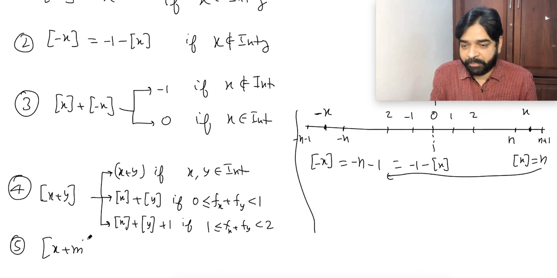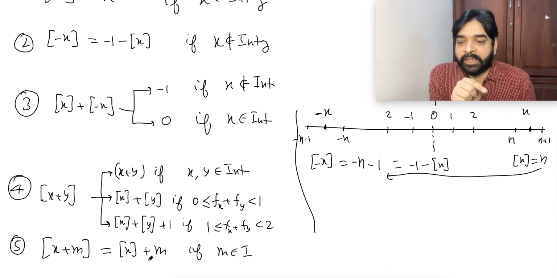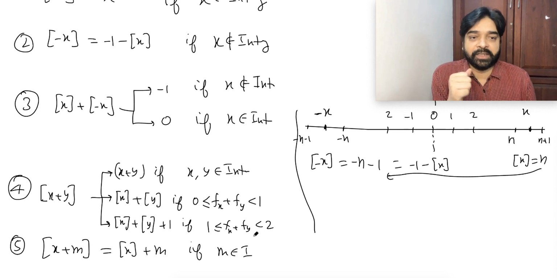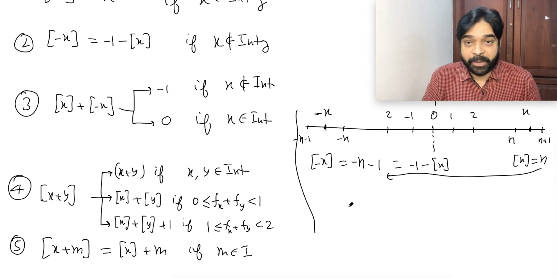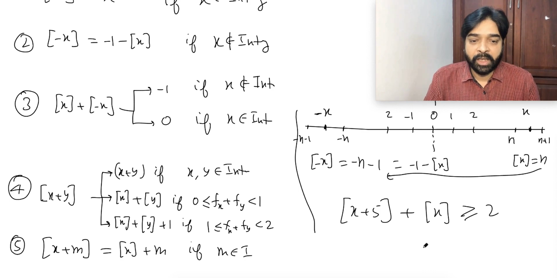Greatest integer of x plus m is equal to greatest integer of x plus m, if m belongs to integers. Again, a very important property. The proof you will understand only once the fractional part of x is done. What is this property's meaning? Suppose somebody says to solve this equation or inequality with the greatest integer of x plus 5. It will look very difficult, how to do this.